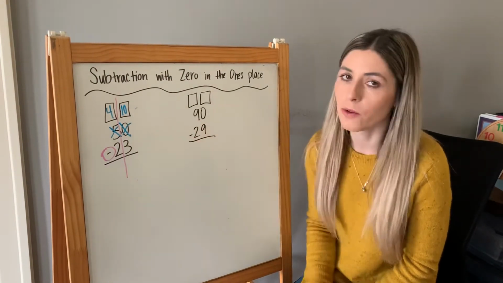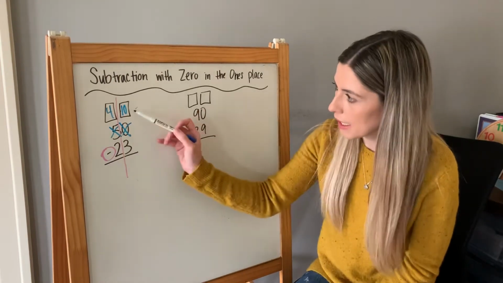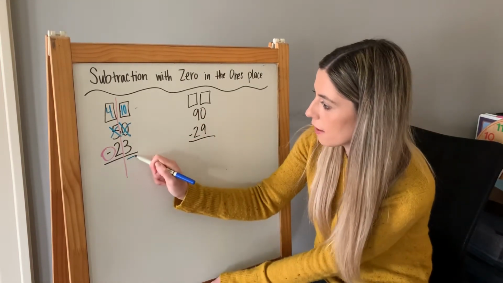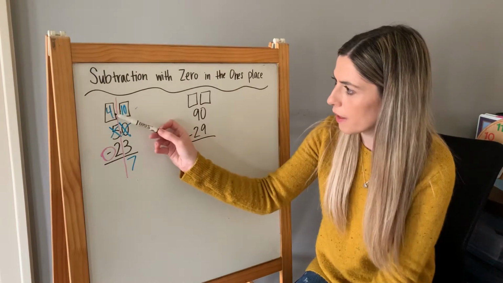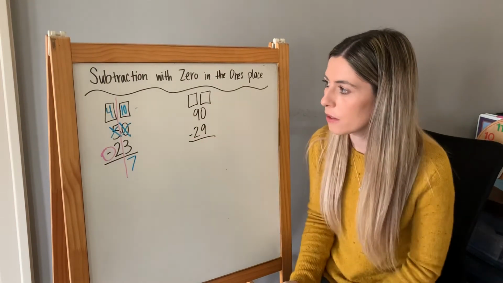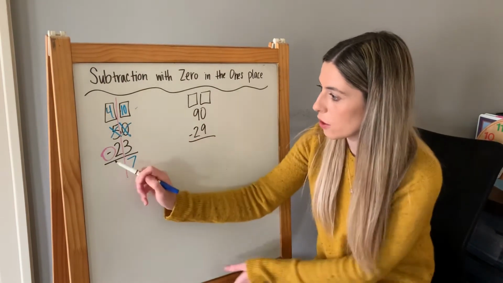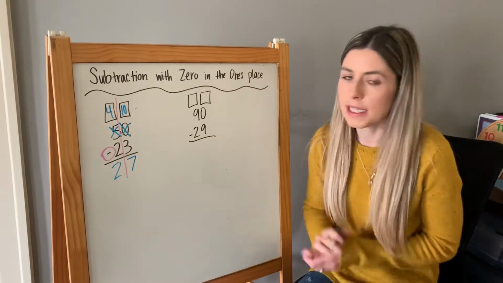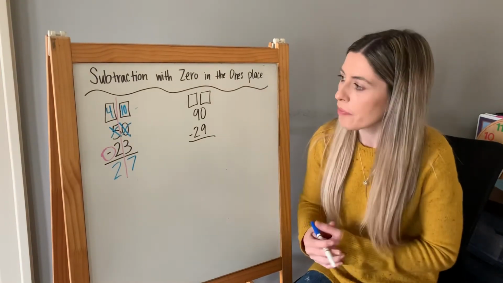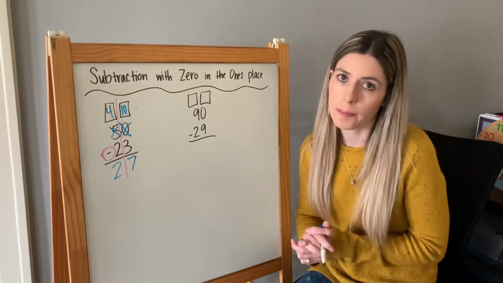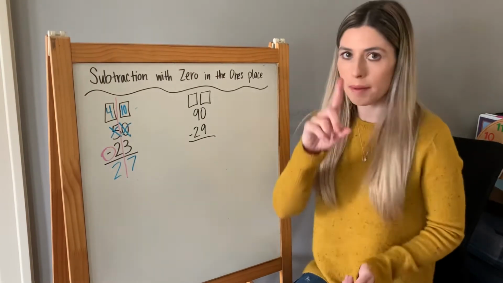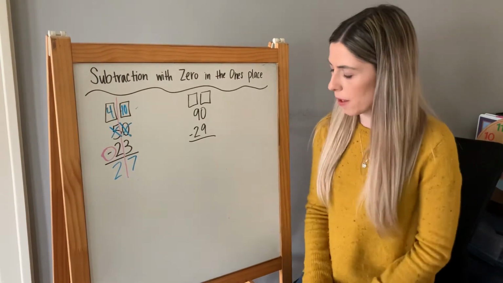Now, 10 minus 3, can I do that now? Yes, I can. 10 minus 3 is 7. And then over here in the tens place, 4 minus 2, can I do that? Yes, 4 minus 2 is 2. See, so you already know how to do it. We're just breaking it down a little bit more and reviewing. So let's do one more, and then we'll talk about your paper.